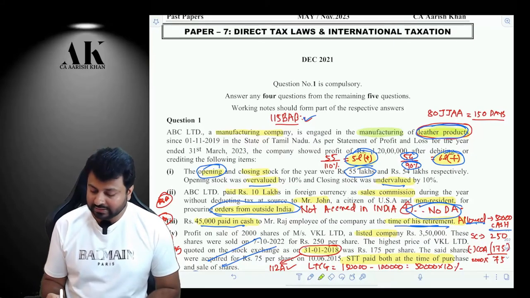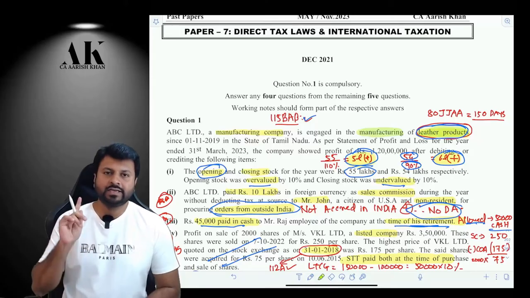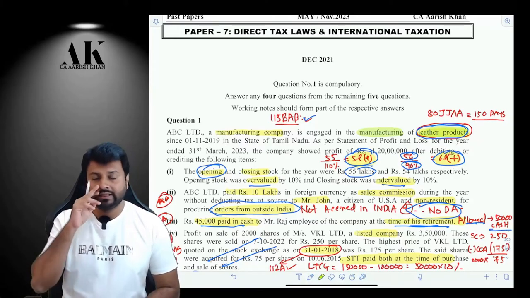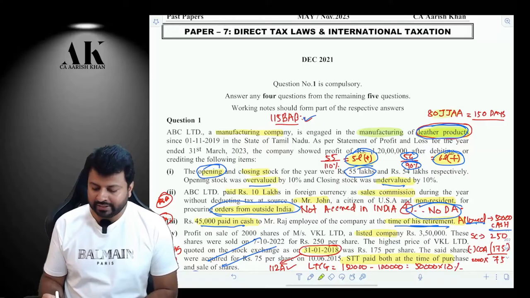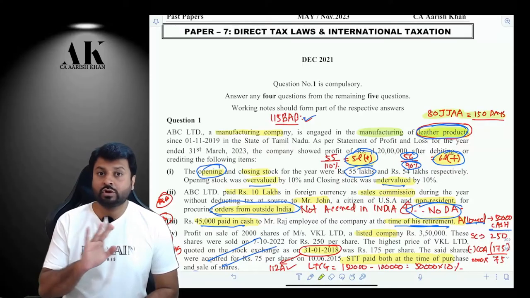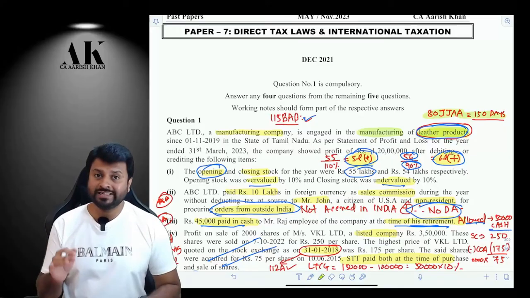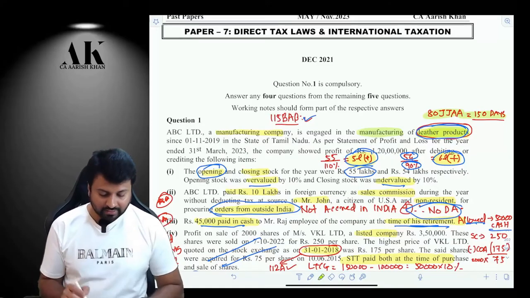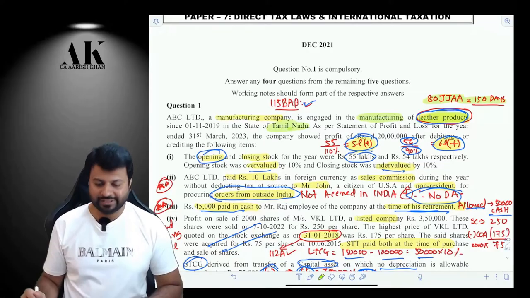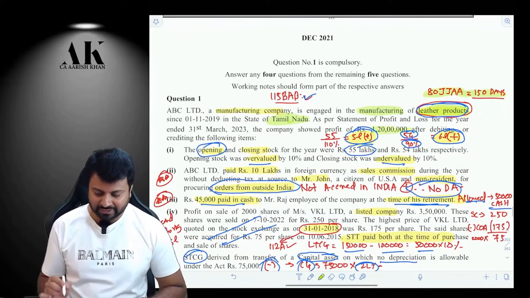Second important thing, the SSE is engaged in leather product, and if an SSE is engaged in leather apparel or footwear, then the number of days of employment under 80JJAA is only 150 days, it is not 240 days. These are some of the important points which should click in your mind immediately when you see such words in your exams. Now, the SSE is in the state of Tamil Nadu. The profit of the company is 1 crore 20 lakh rupees.